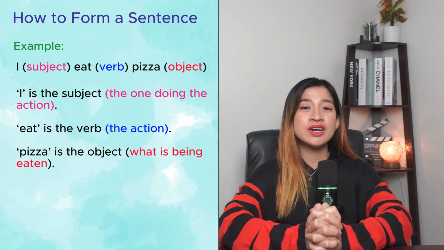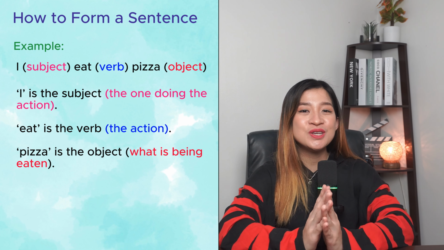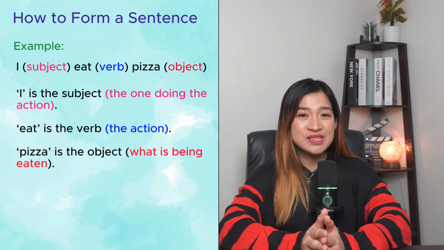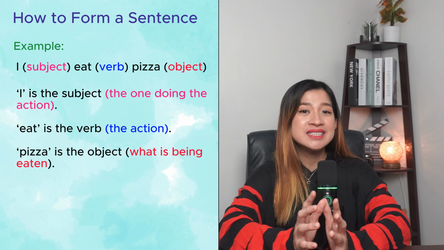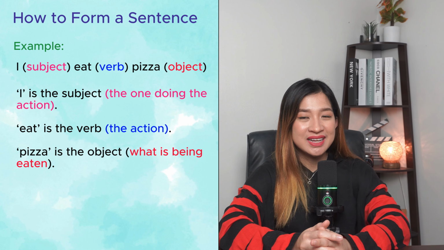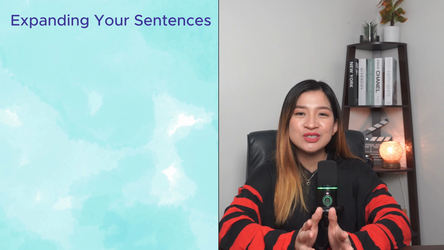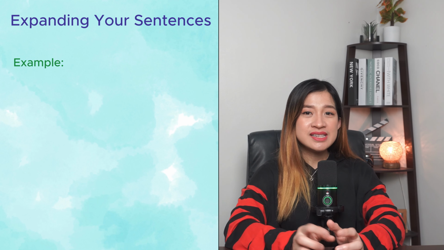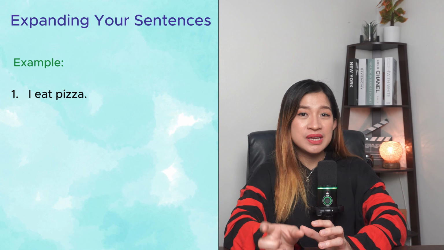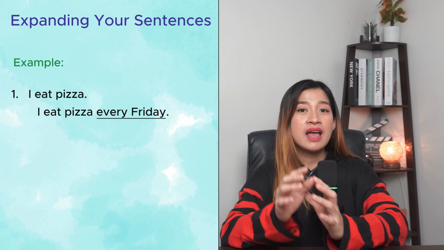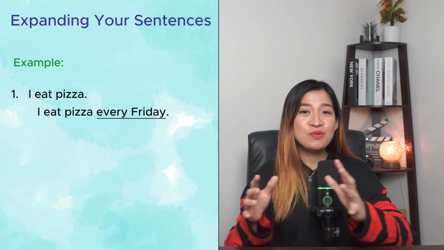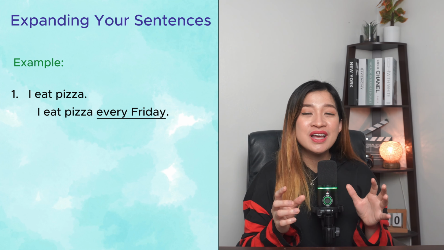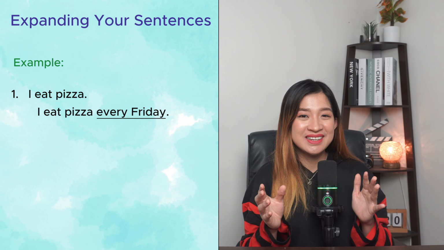Once you've got the basic structure down, the next step is to expand your sentences to make them more informative and clear. You can do this by adding extra details like time, place, or manner. This will help paint a clearer picture for the listener or reader. Okay, for example, let's expand on a simple sentence, I eat pizza. I eat pizza every Friday. Now we've added time, every Friday, which gives us more information about when the action happens.